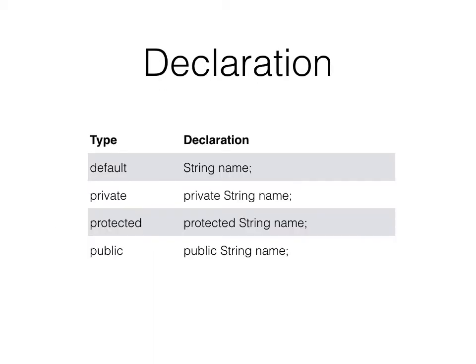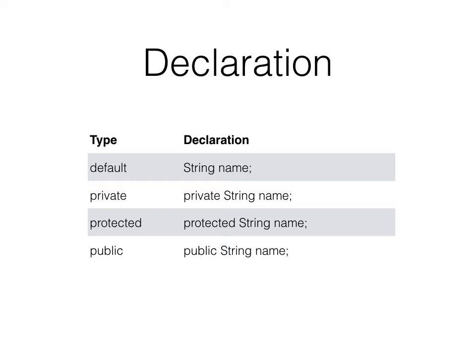So here you can see the default type declaration. We did not specify anything before declaring the variable. Here we have a variable name of type string, but we do not specify anything as an access modifier. It means it is default and it can be accessed by any class which is in the same package as this variable.